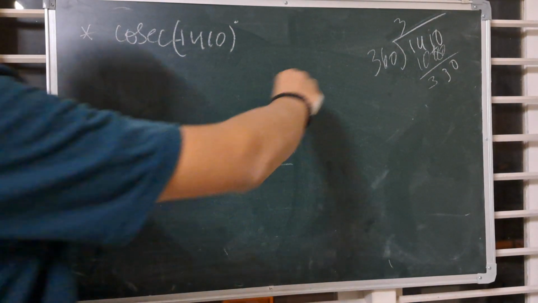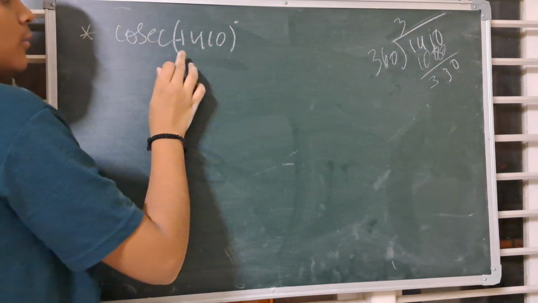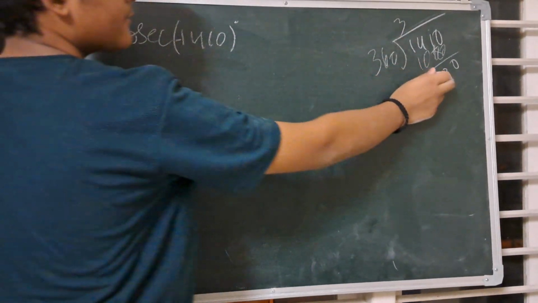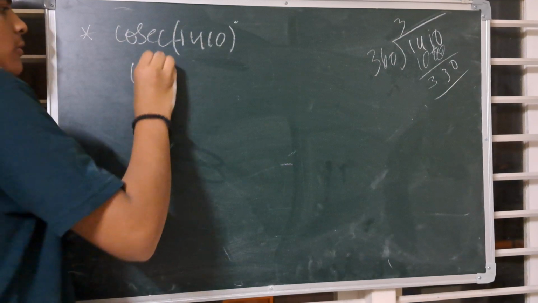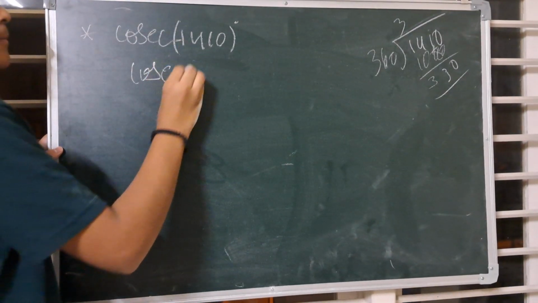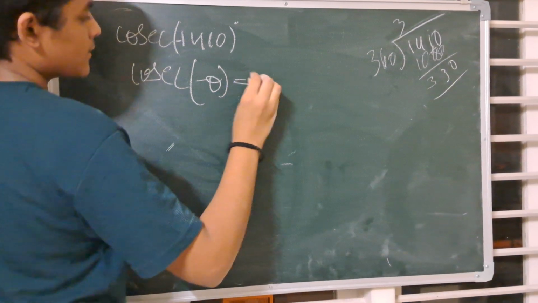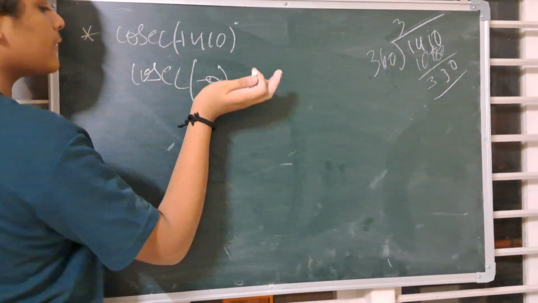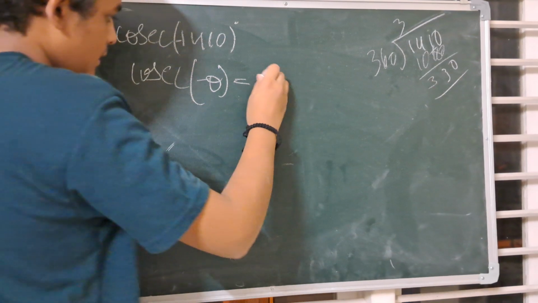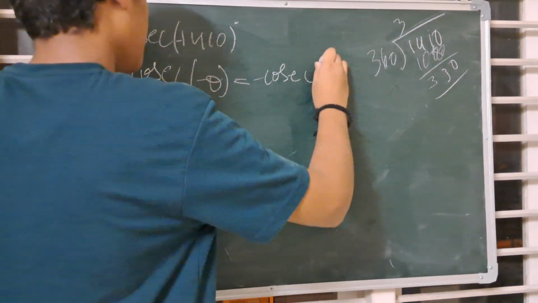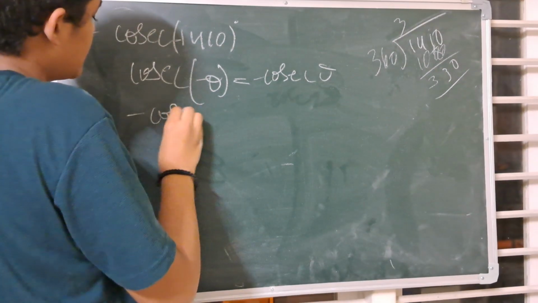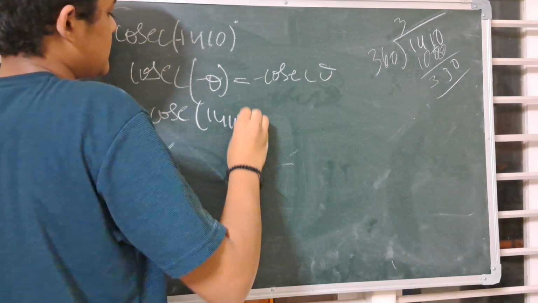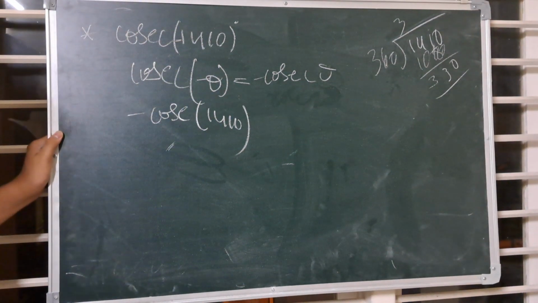So now we have simplified this 1410 as this, and in this type of problems we'll take the remainder as the answer. So now cosecant of minus theta, I told you that minus theta formulas are important, so we'll use those formulas here. Cosecant of minus theta is minus cosecant theta. We can write cosecant minus 1410 as minus cosecant 1410. We will take this minus out and put it here.